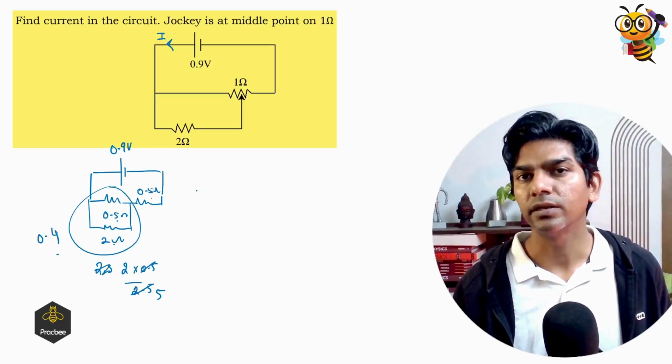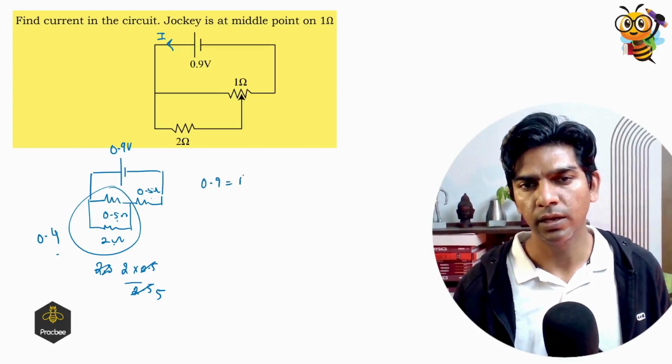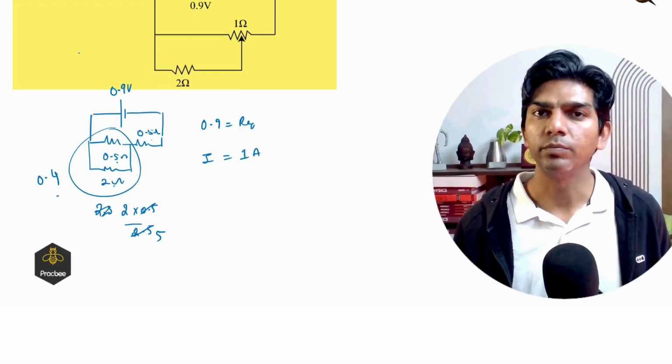0.4 and 0.5 are in series, so it becomes 0.9. So R equivalent is 0.9. So the current will be 1 ampere. So 1 ampere is the answer.